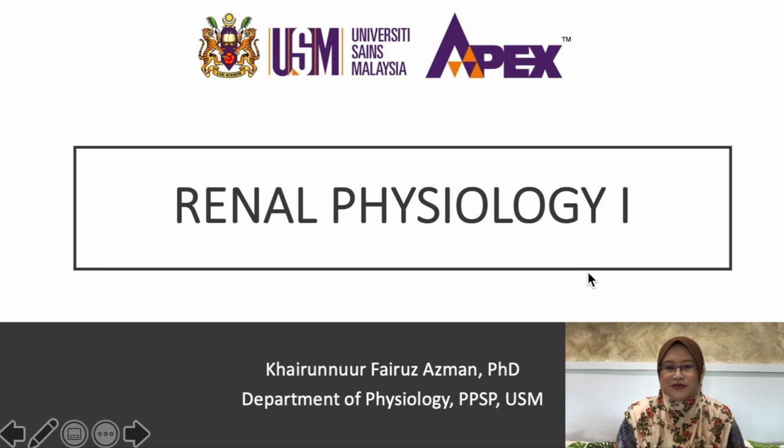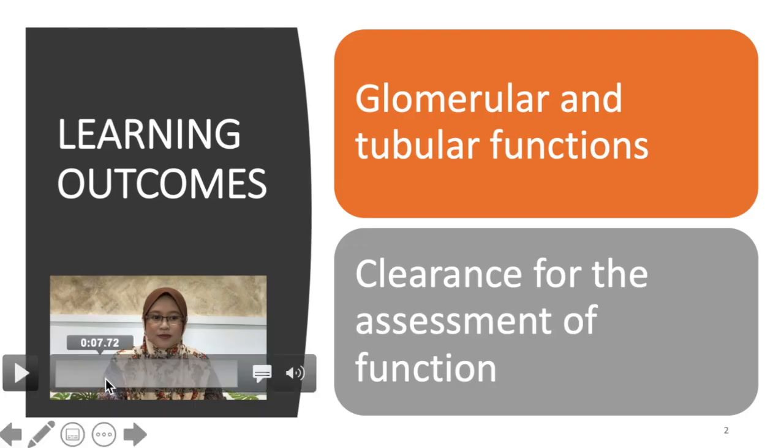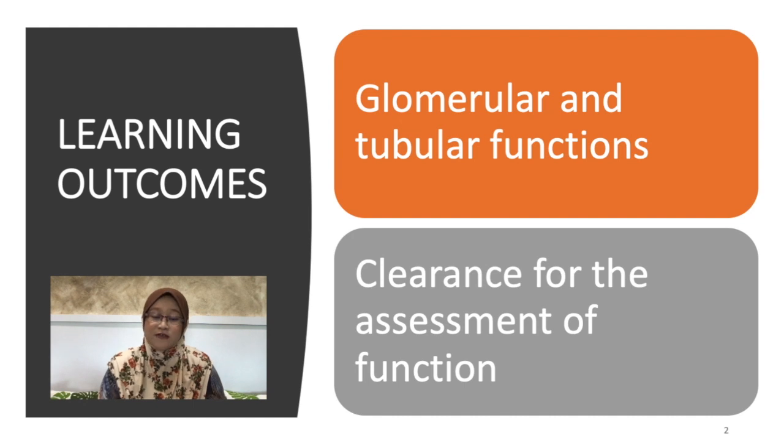I am Renal from Physiology Department, and in this video I am going to talk about renal physiology. For Renal Physiology 1, we are going to look at glomerular and tubular functions as well as clearance for the assessment of function. For glomerular and tubular functions, we are going to look at glomerular filtration and reabsorption and secretion process that occurs at the tubules. For clearance, we are going to look at renal clearance, as in how to calculate and to use the renal clearance to assess renal function.